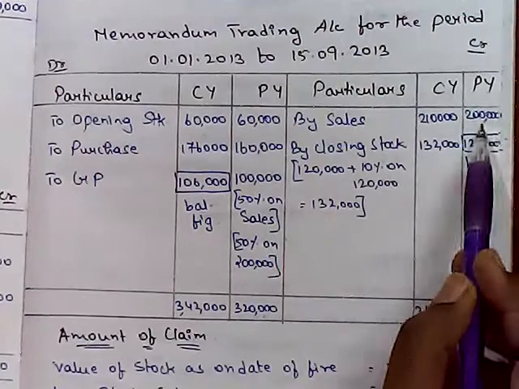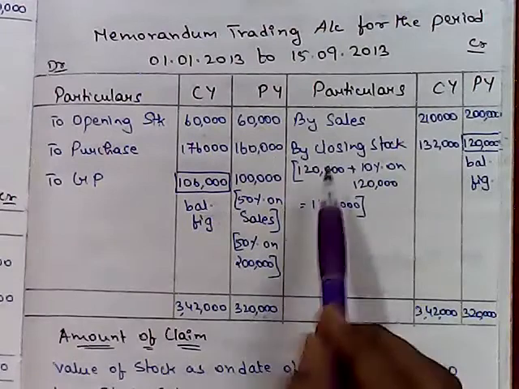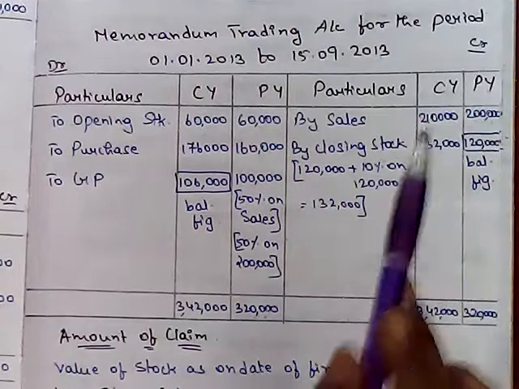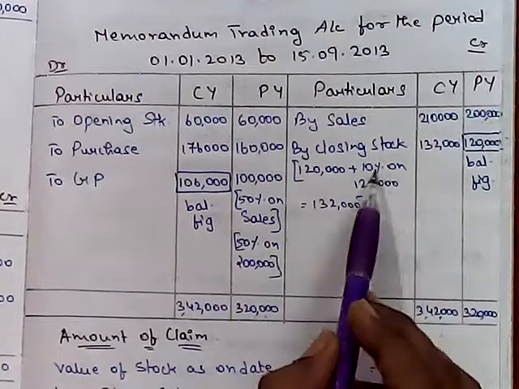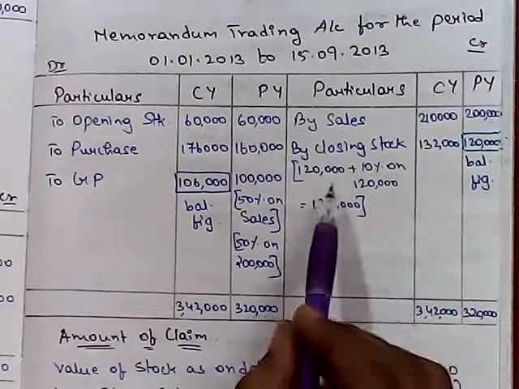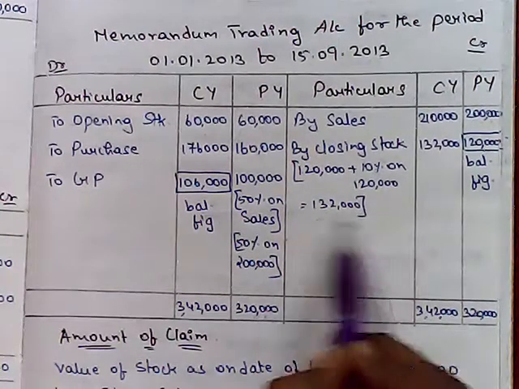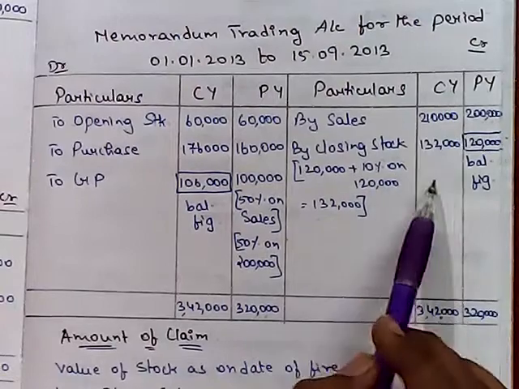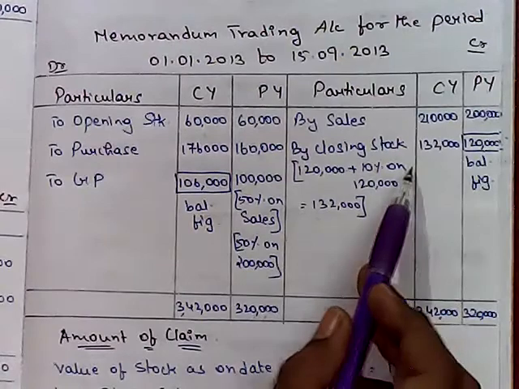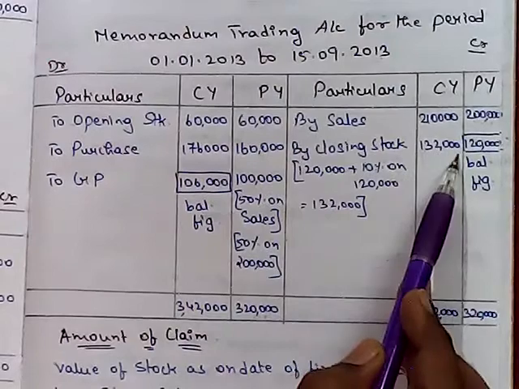We have found out the sales to be 2 lakh and purchase to be 1,60,000. Now that we have the closing stock of the previous year as 1,20,000, in the question it is given that there is a 10% increase of the closing stock from the previous year level. So it is 1,20,000 plus 10% on 1,20,000, which is 1,32,000. This is the current year closing stock. You have to read the question carefully. So you get the closing stock for the current year to be 1,32,000.